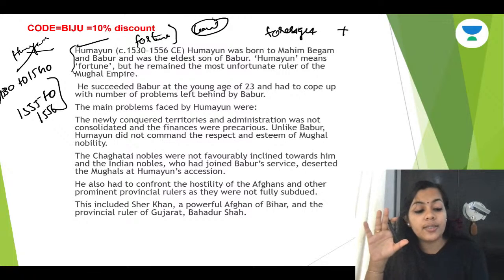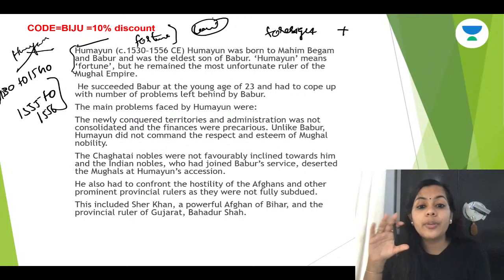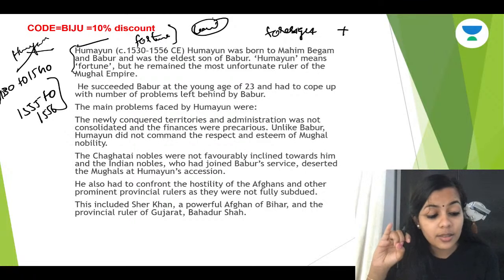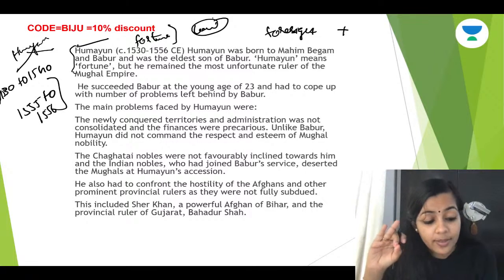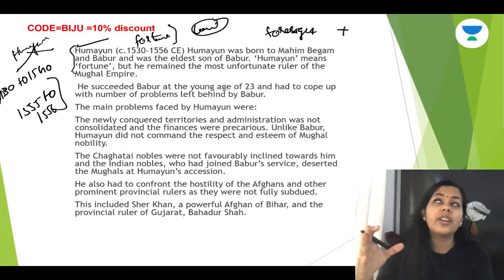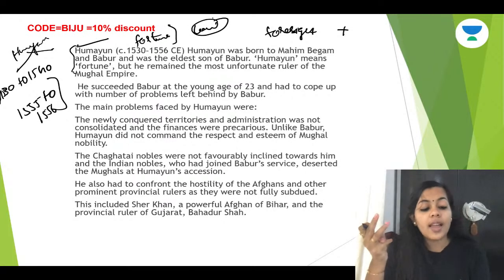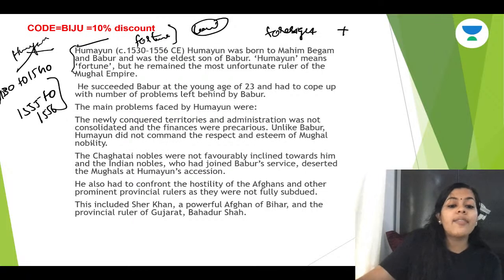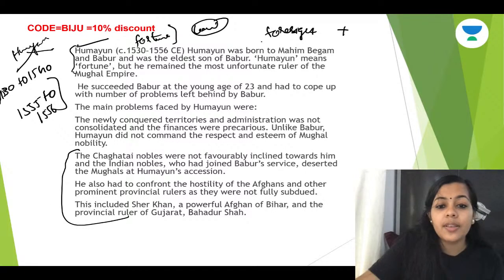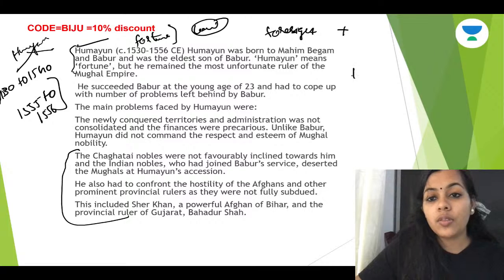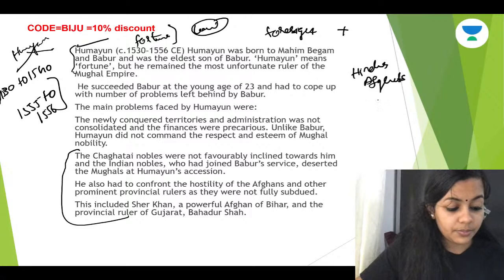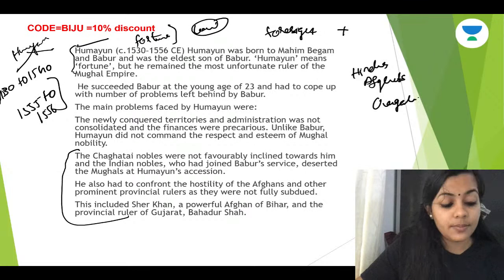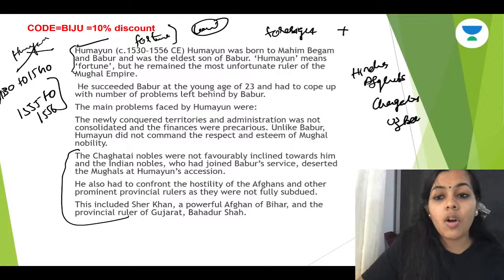The Mughal army was a heterogeneous body. When you come into the Mughal army, there were Chagatais, Uzbek nobles, Mughals, Persians, Afghans, and Hindustanis. When you have a military rule with many people like Hindus, Afghans, Chagatais, Uzbeks, all these people were ruling together.